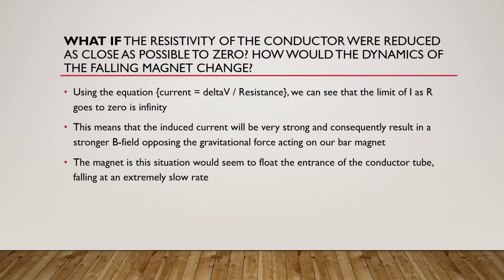Now to the follow-up questions. What if the resistivity of the conductor was reduced as close as possible to zero? How would the dynamics of the falling magnet change? Now, if the resistivity goes as close to zero as possible, this is basically taking the limit of R to zero. And using the equation for current, delta V over resistance, we can see that the current would go towards infinity as this occurs, which would result in a stronger B field opposing the gravitational force of our bar magnet.